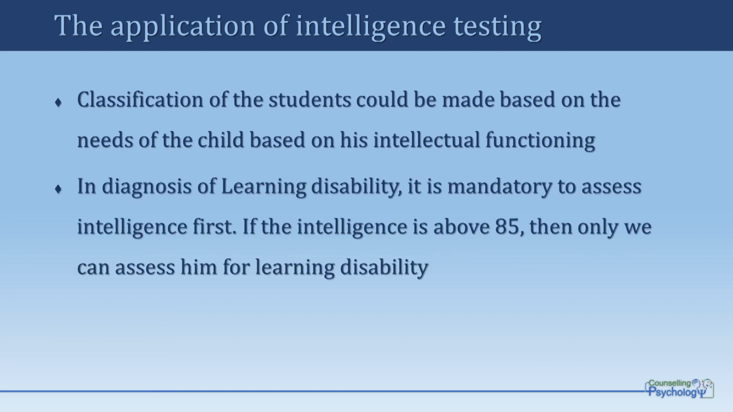In diagnosis of learning disability, it is mandatory to assess intelligence first. If the intelligence is above 85, then only we can assess him for learning disability. So, in selection, classification, diagnosis and planning the intervention for the child, intelligence testing or IQ assessment is useful. In this way, we have learnt about intelligence testing, its definition, nature, history, types and application.